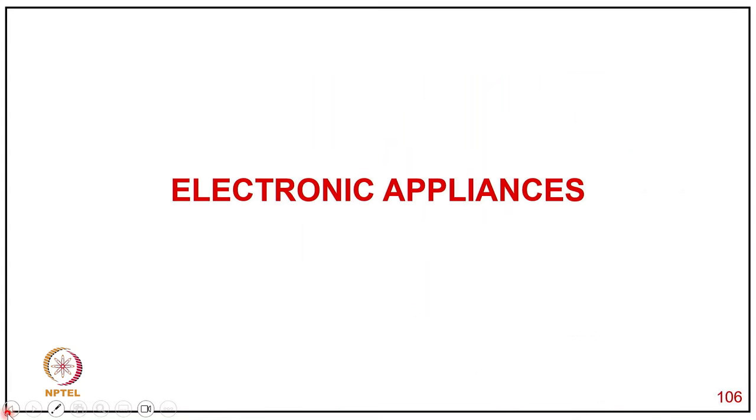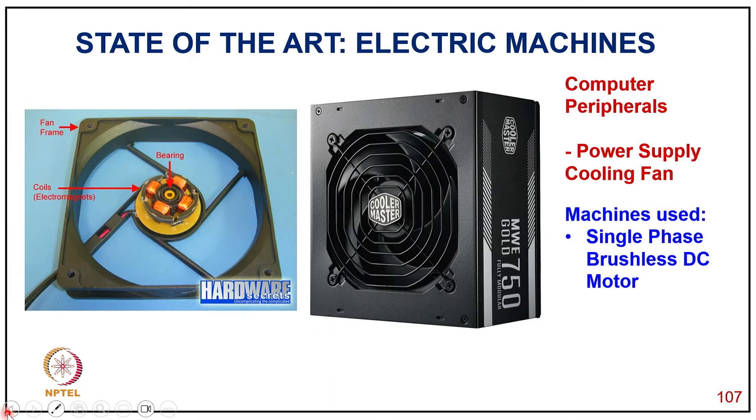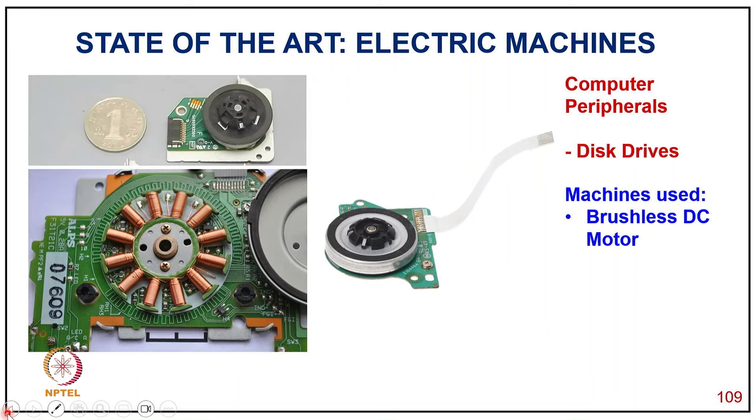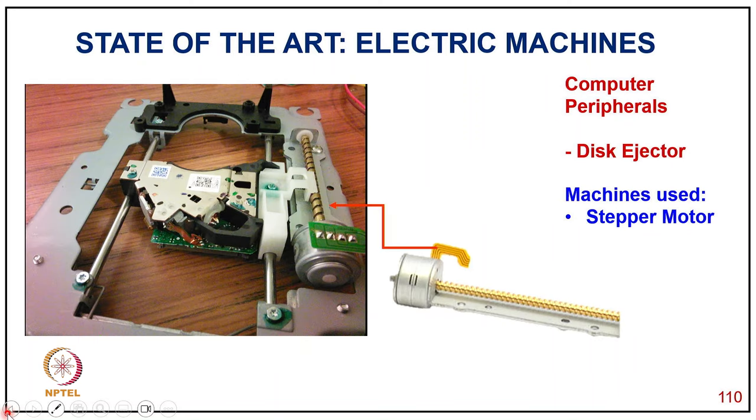Now coming to electronic appliances, like computer peripherals, we normally use cooling fans, which typically have permanent magnet brushless DC motors. Then we have the disk drive, the floppy disk drive. There also we use a permanent magnet brushless DC motor drive with sensorless control. Then another kind of disk drive again uses the permanent magnet brushless DC motor because of high efficiency and ease of control with sensorless control. Then we have a disk ejector using a stepper motor, and now typically the permanent magnet servo motor is also used in that.